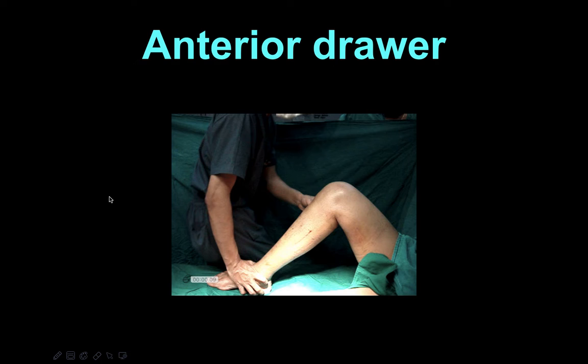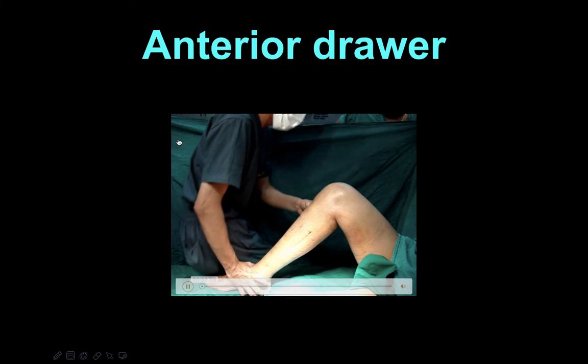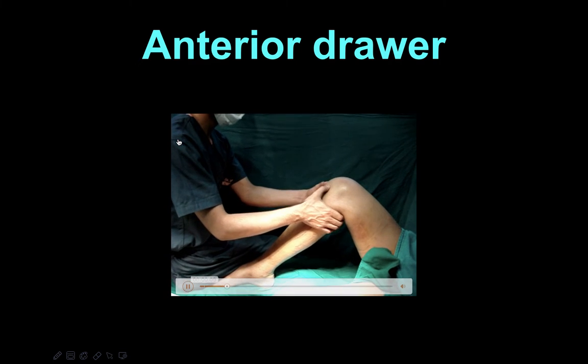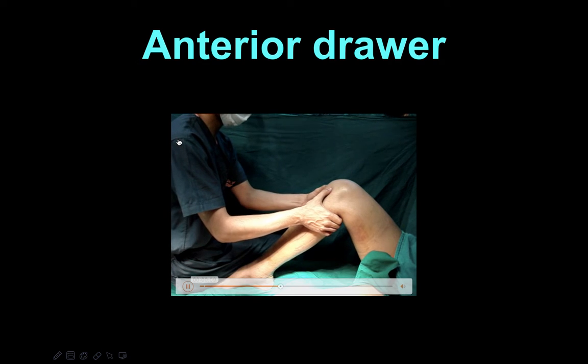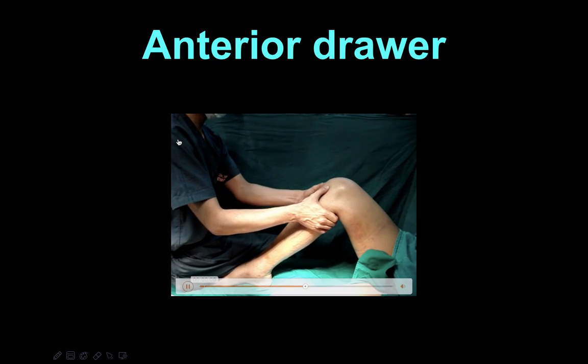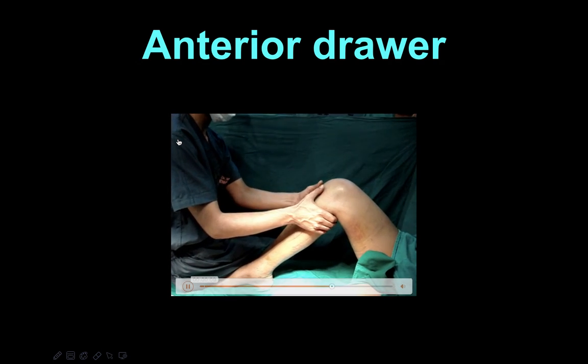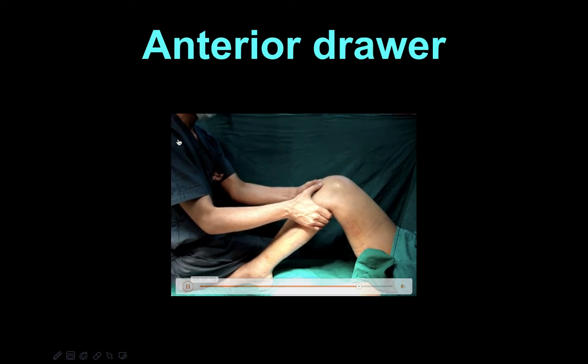Now another test for ligamentous integrity is the anterior drawer test. In this test, the knee should be painless and the patient should lie supine with 90-degree position of the knee joint. The examiner holds the knee with one hand, keeping the thumbs of both hands on the front part of the tibial condyle, and observes the anterior translation of the tibia.